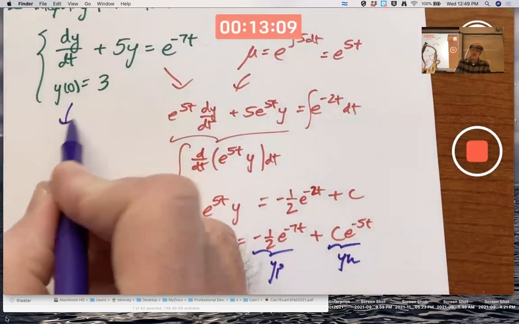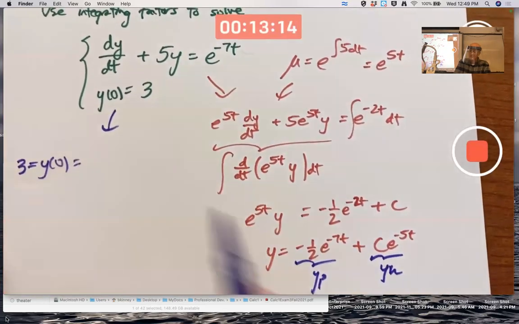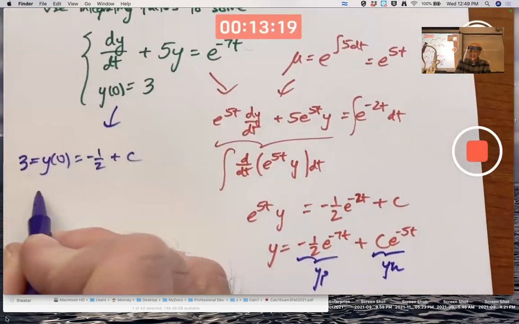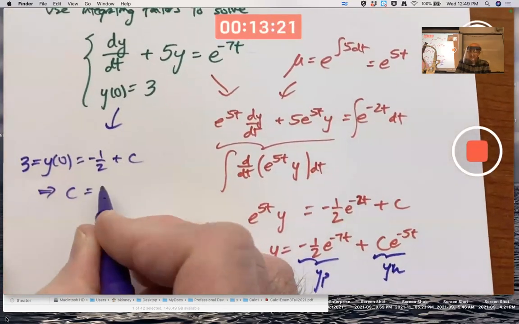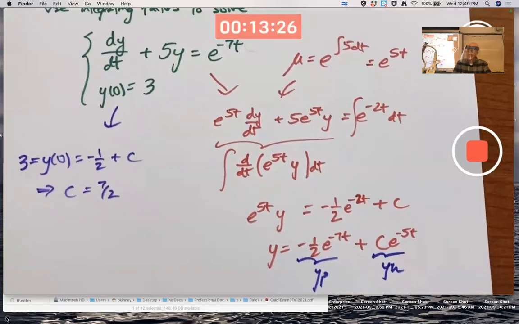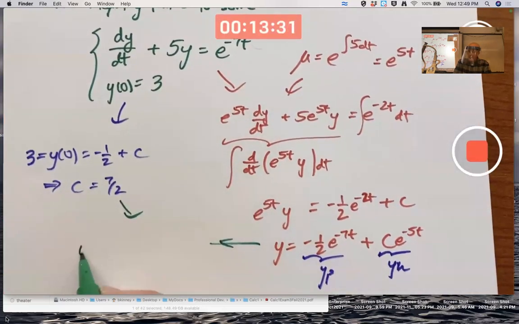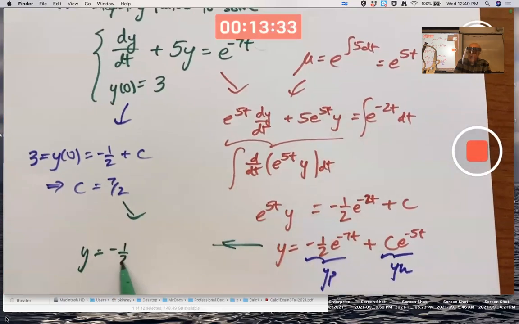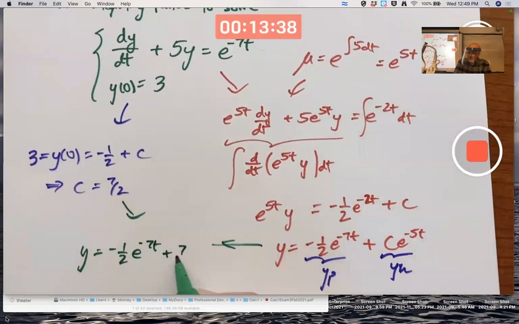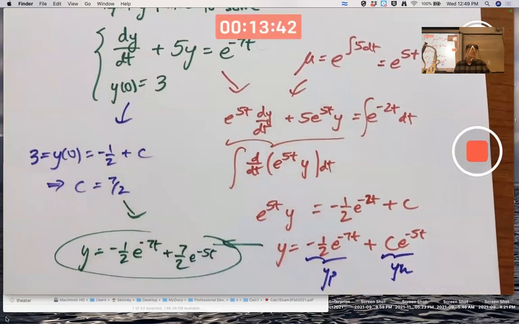Now use the initial condition. 3 equals y of 0, plug in t equals 0 there, get -1/2 plus c. So c is 3.5, which is 7/2. And the final answer, if I combine these things, is y equals -1/2 e to the -7t plus 7/2 e to the -5t. Look okay? No mistakes? Get that?